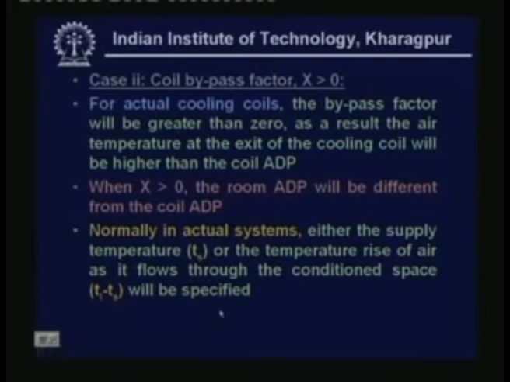Normally in actual systems, either the supply temperature Ts or the temperature rise of air as it flows through the conditioned space, Ti minus Ts, will be specified, based on some other criteria which we will discuss a little later. Not the exact values, but the range is given. For example, it is generally specified that Ti minus Ts should be between say 8 to 15 degrees, so you can choose any value between 8 to 15.